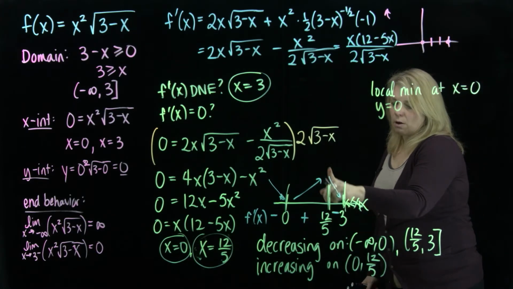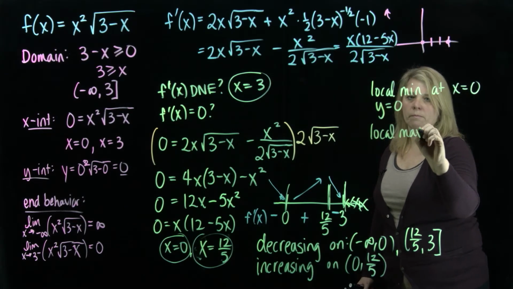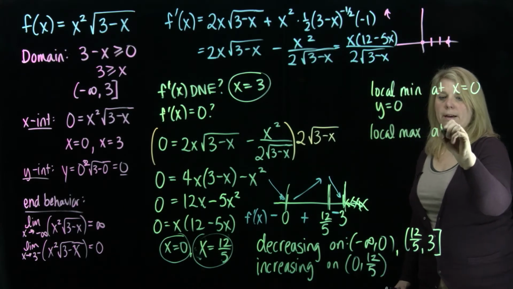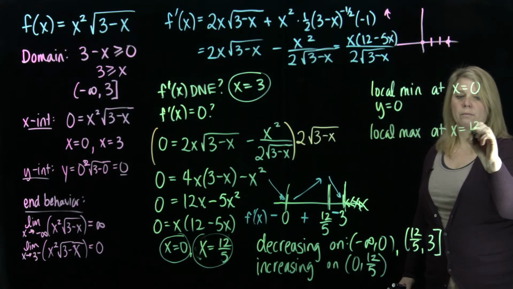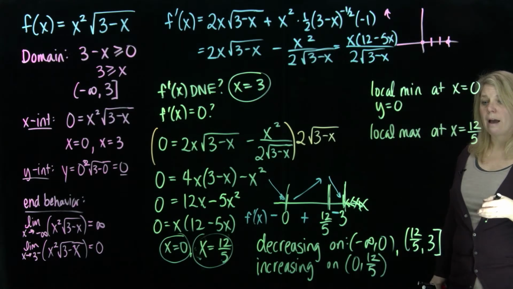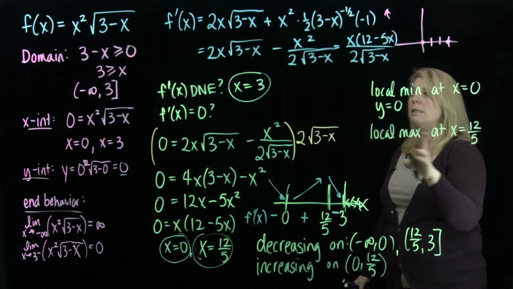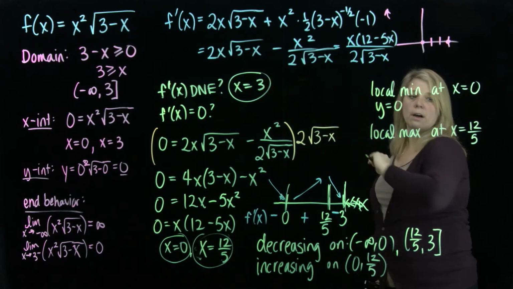I also have a local maximum at x equals 12/5. And the actual local maximum value would be the y value of the function at that x value. So I don't already have that here in my work. I'll need to plug that into the original function.